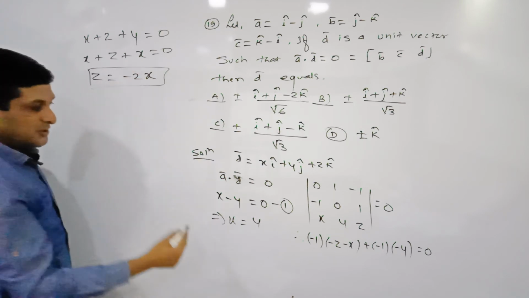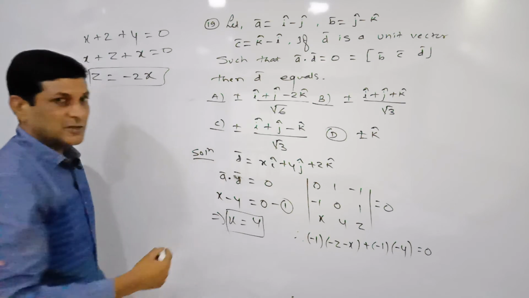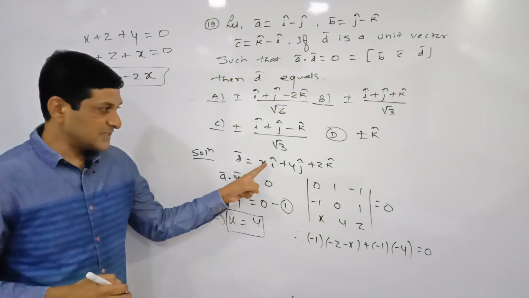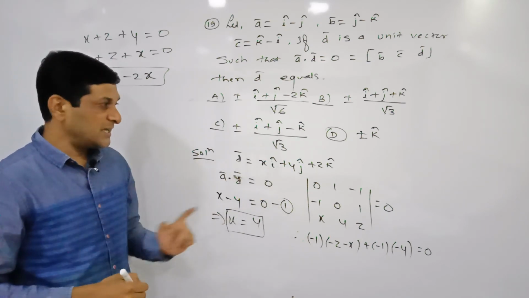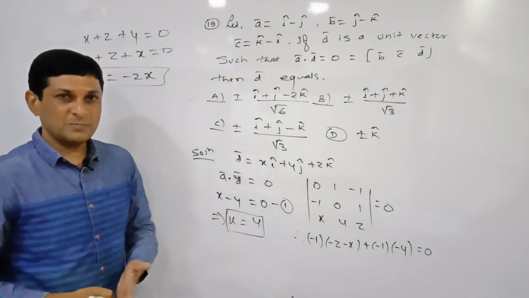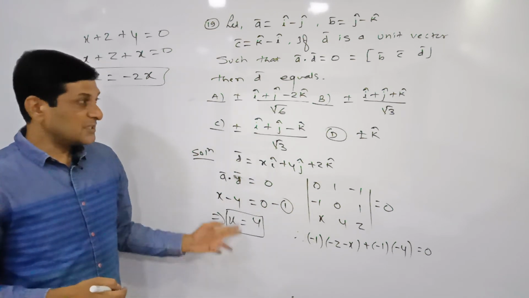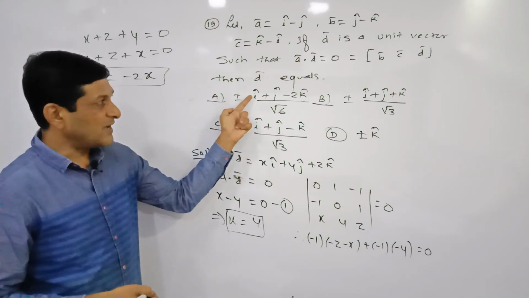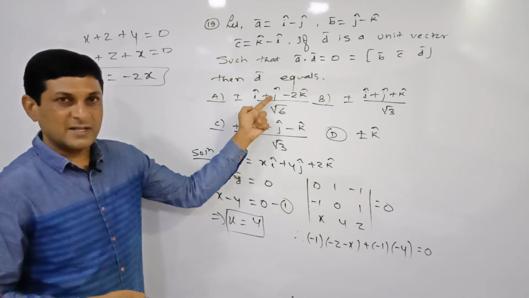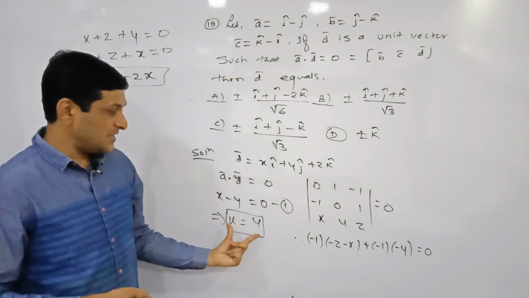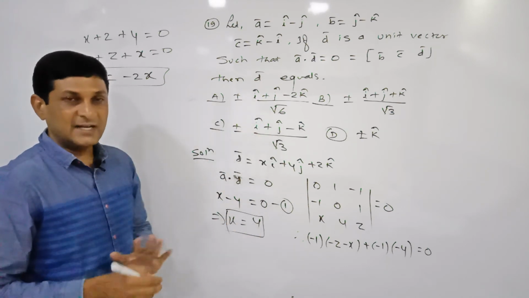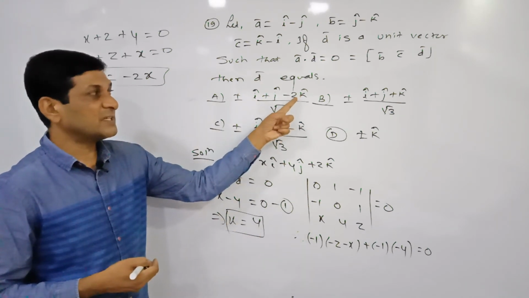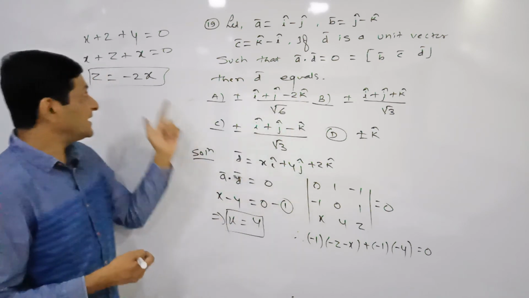Now we have got two conditions, that x and y are equal. x means the coefficient of i, y means the coefficient of j, and z means the coefficient of k. So now let us check which option satisfies this condition. So what is x here? 1. What is y here? 1. And x and y are equal. This condition is satisfied.